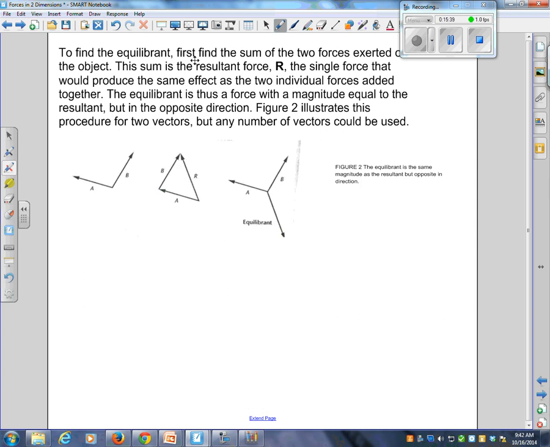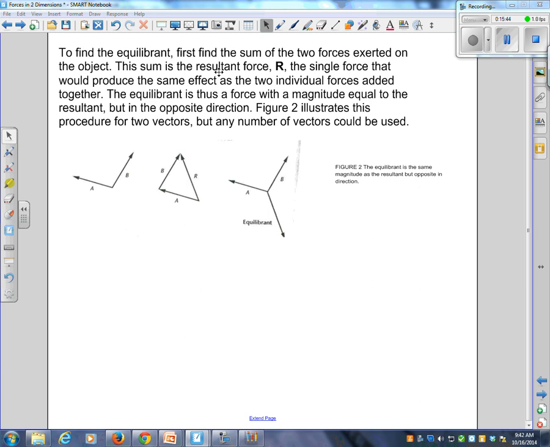To find the equilibrant, first find the sum of the forces exerted on the object. That is called the resultant: the single force that would produce the same effect as the two individual forces acting together. The equilibrant is thus a force with a magnitude equal to the resultant, but in the opposite direction. That is the thing you want to highlight. So you basically add the vectors, find the resultant, and then all you do is change the direction. That's how simple it is.